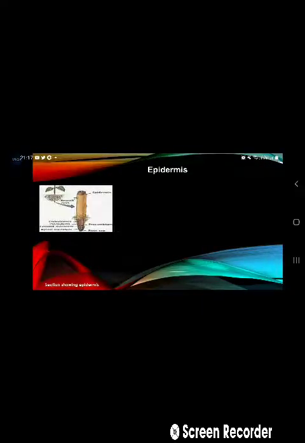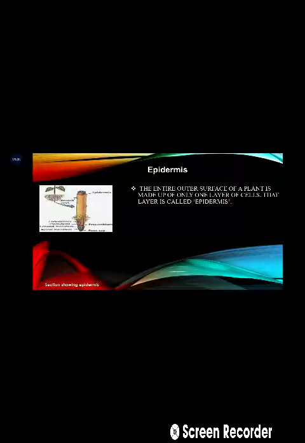Now this layer that we observed under the microscope is known as epidermis. Epidermis is the entire outer surface of the plant. You can find epidermis on the stem, on the leaves, on the root, on the entire plant. It is a layer made out of a single layer of cells.